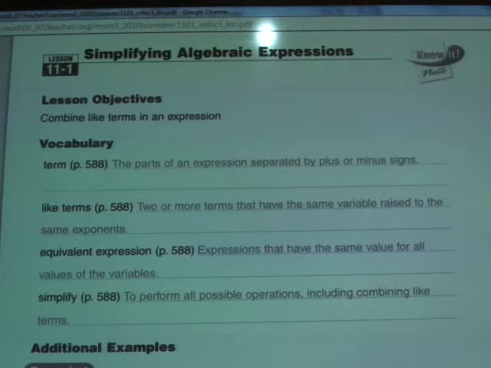Equivalent expressions are expressions that have the same value for all values of the variables. And to simplify is to perform all possible operations, including combining like terms.